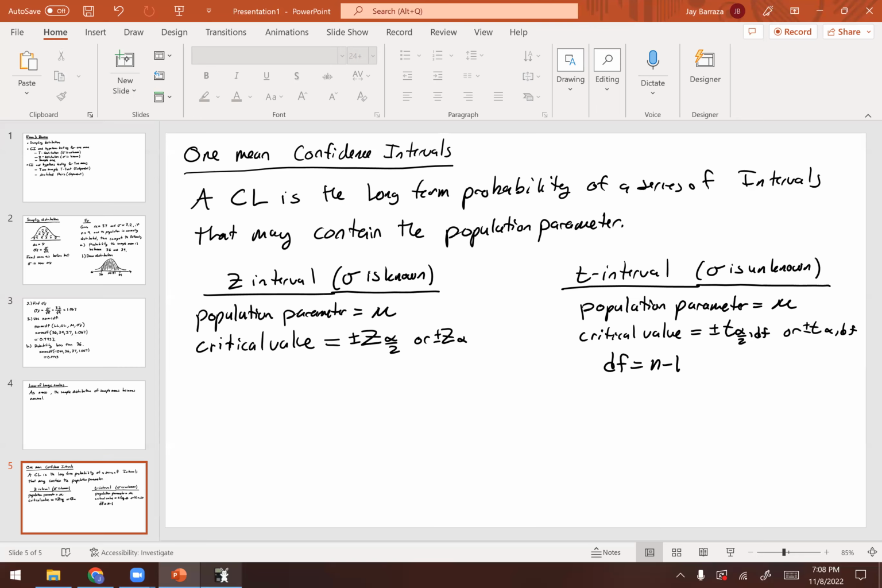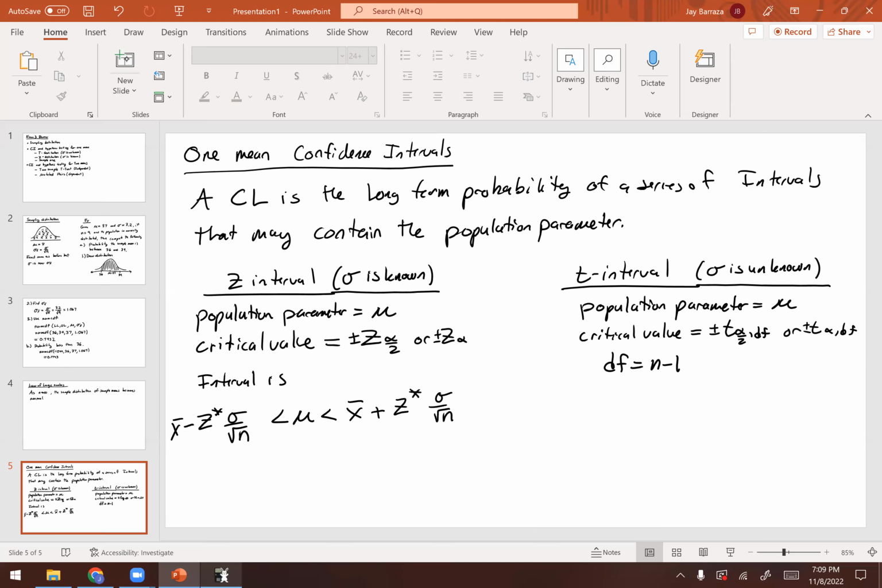Okay. And so for each of them, they have their own computation, right? So the interval is x bar minus z alpha over 2, or I guess I should call it z star, times sigma over square root n, less than mu less than x bar plus z star times sigma over square root n, like that. And I forgot the x bar, minus, okay?